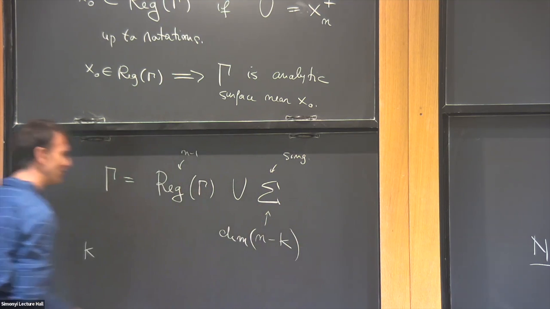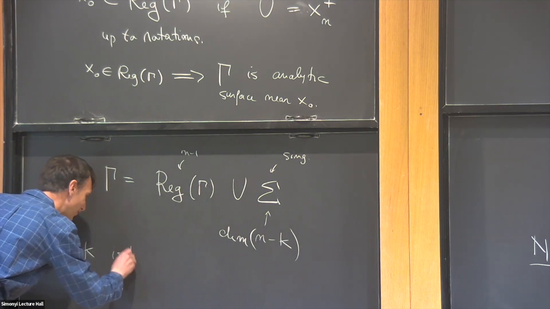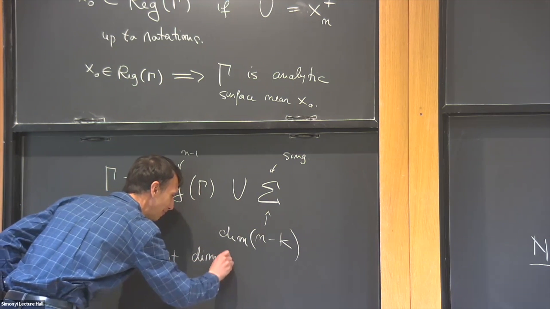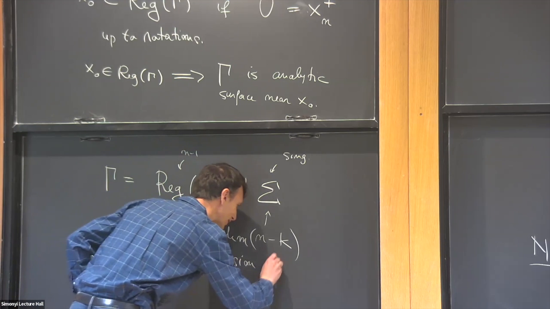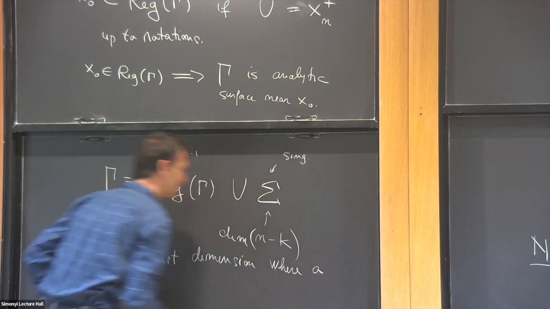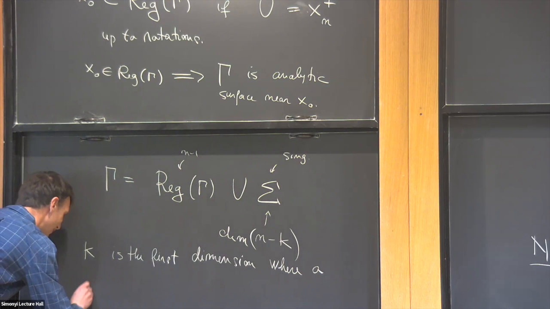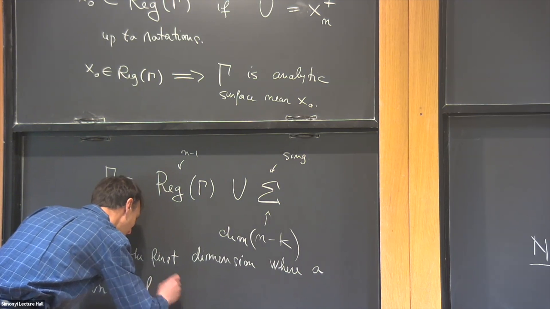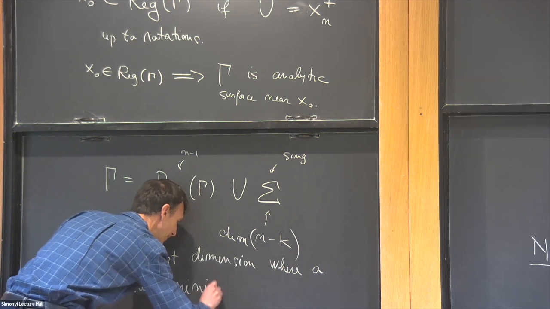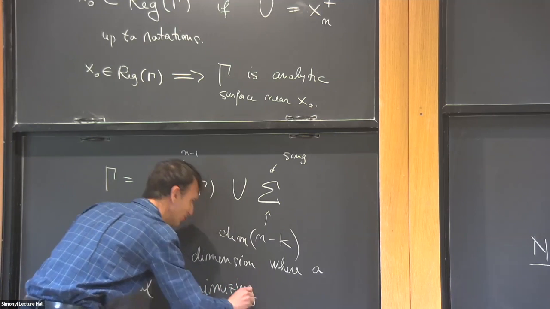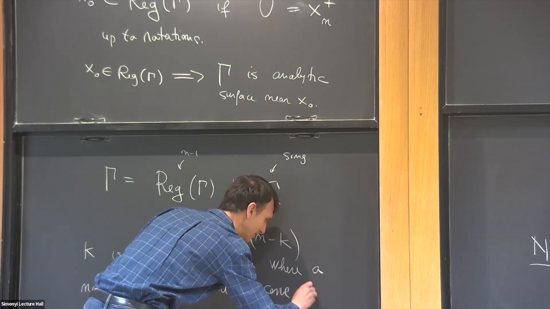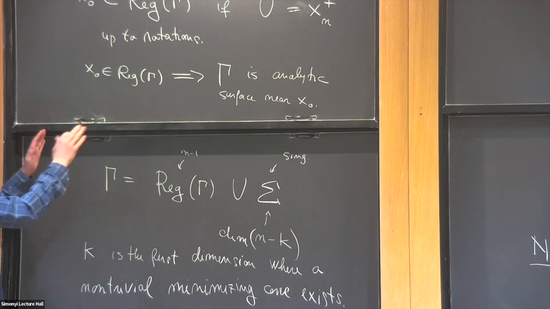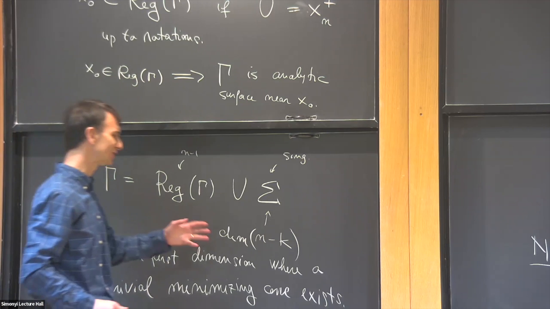Hausdorff dimension n minus k, where k is the first dimension where a non-trivial minimizing cone exists. And what I wrote so far is exactly the same as in the case of minimal surfaces.